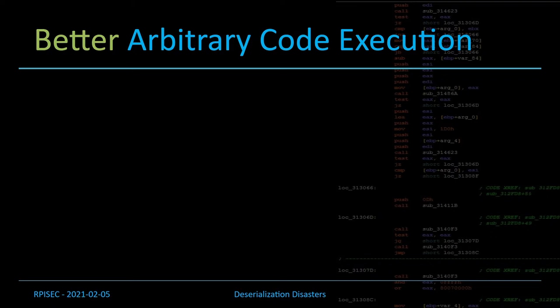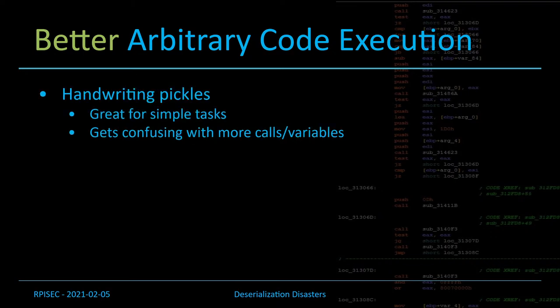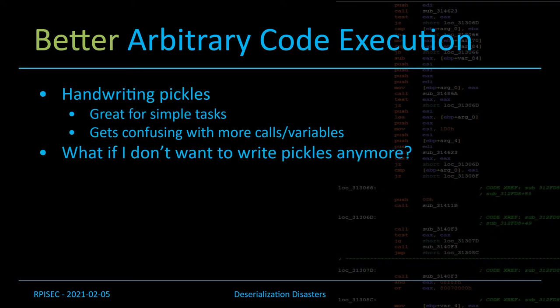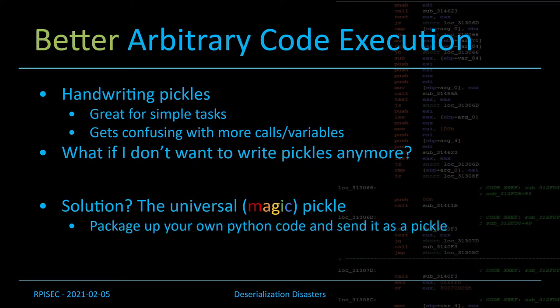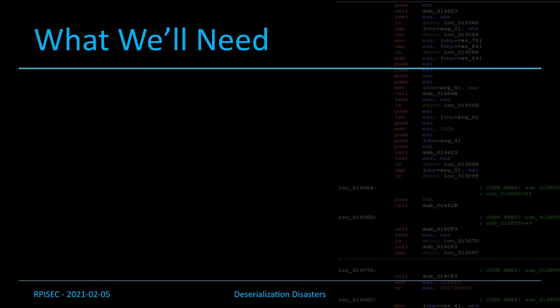But you think about it, I mentioned it's kind of a fancy eval, but what if we really want it to just be eval? Because handwriting pickles gets kind of annoying. And I don't want to write pickles, I want to write Python. And fortunately, it's pretty straightforward to construct a magic universal pickle. All it does is take some Python code and run it.